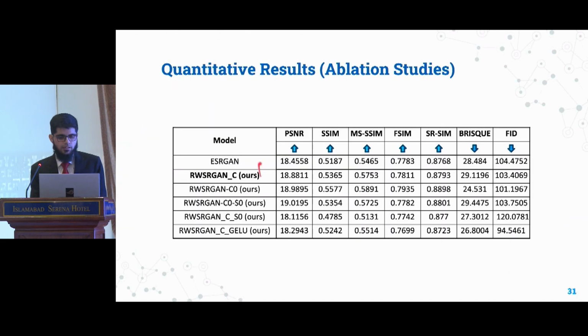So this is the baseline model which we used, that is ESRGAN, and this is the best model from all our combinations. You can see our model gives better results compared to ESRGAN in almost all the metrics. The first 5 are better if they have higher values, and the last 2 are better if they have lower values. Only in this one the B-risk score is slightly higher than the baseline model. However, our other variants have better B-risk scores than ESRGAN. Otherwise, our best model has better scores in all of the metrics.